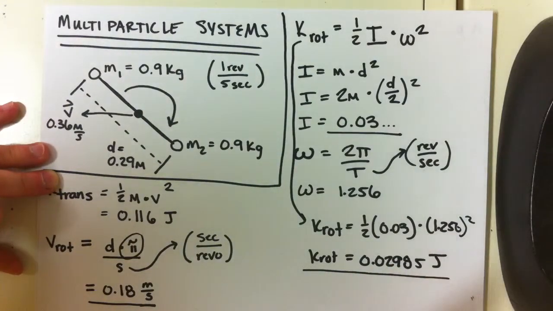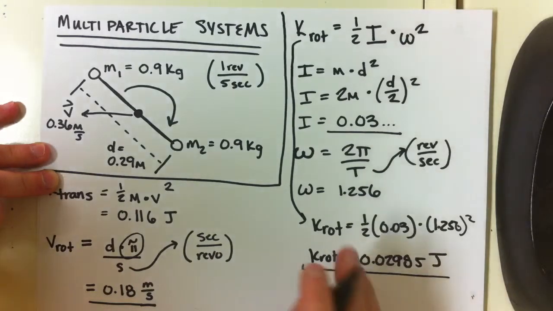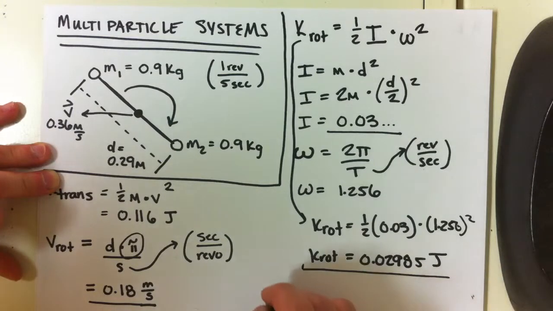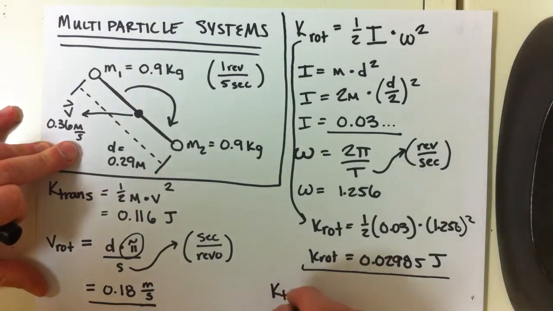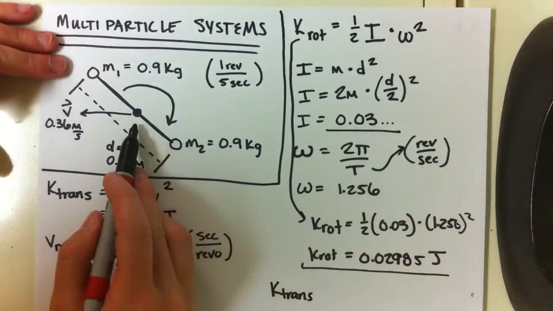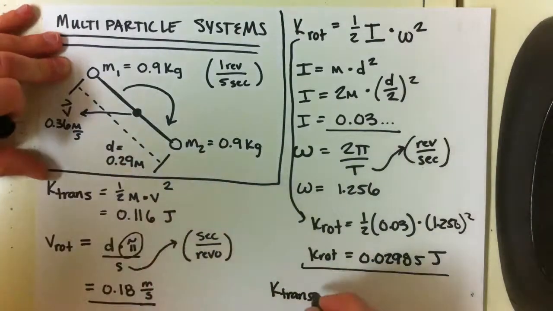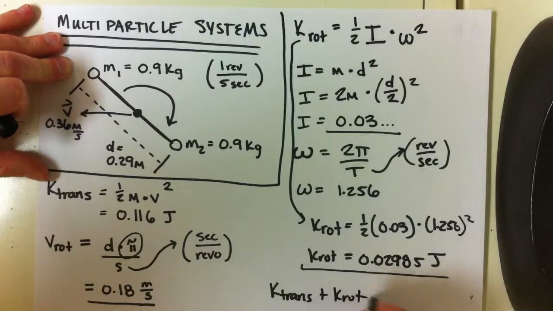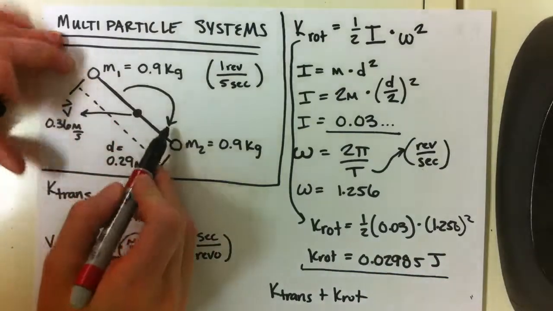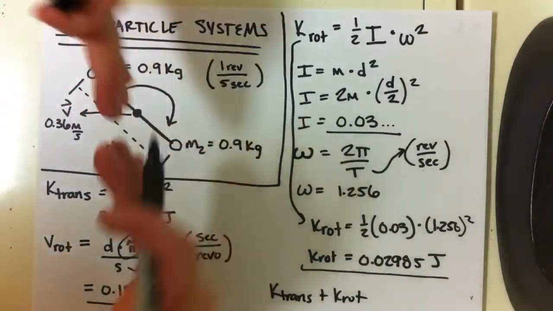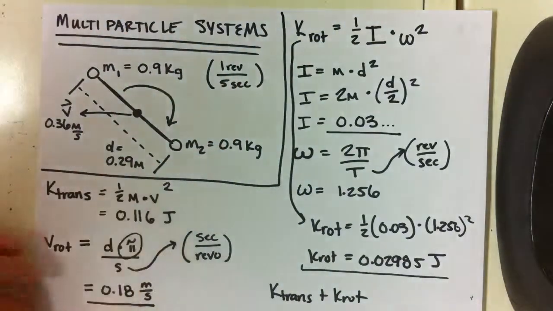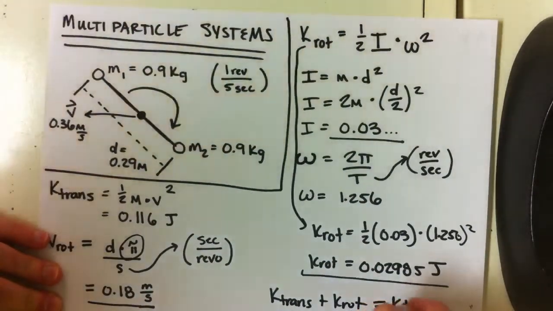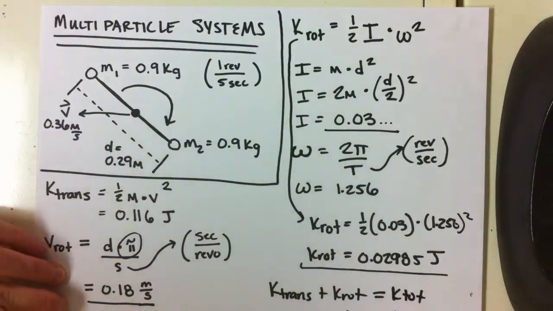Now what if you want to find the total kinetic energy of the system? How would you find that? You would simply add up your K translational, as it's moving in this direction, plus your K rotational as it's rotating. Remember, this barbell is rotating as well as moving in this direction. And that'll give you your K total. Plugging in all your numbers, you come up with approximately 0.14 joules for your K total.